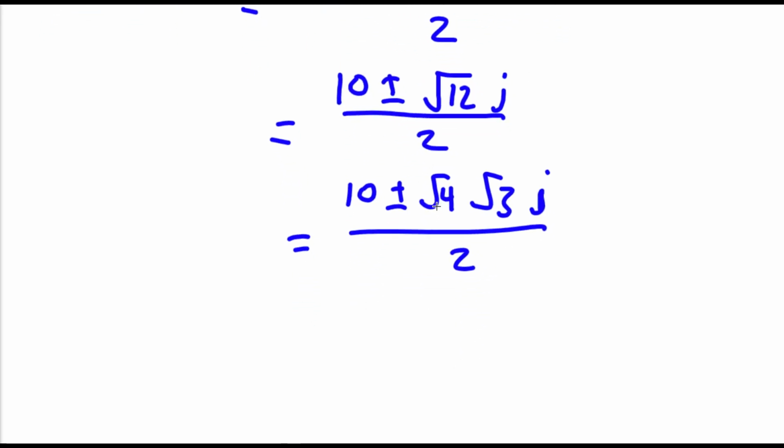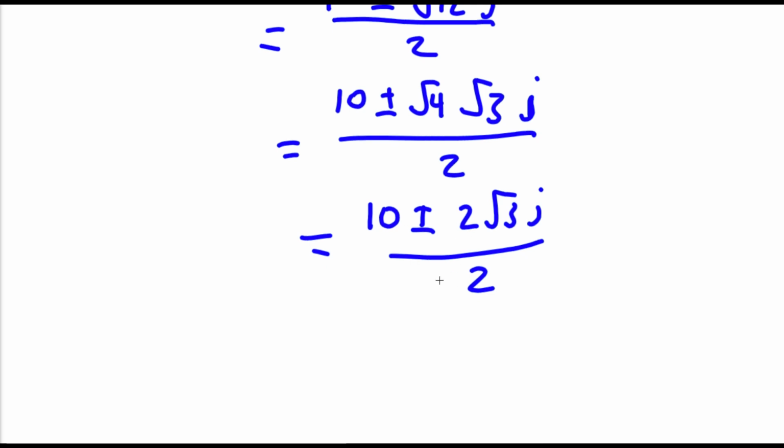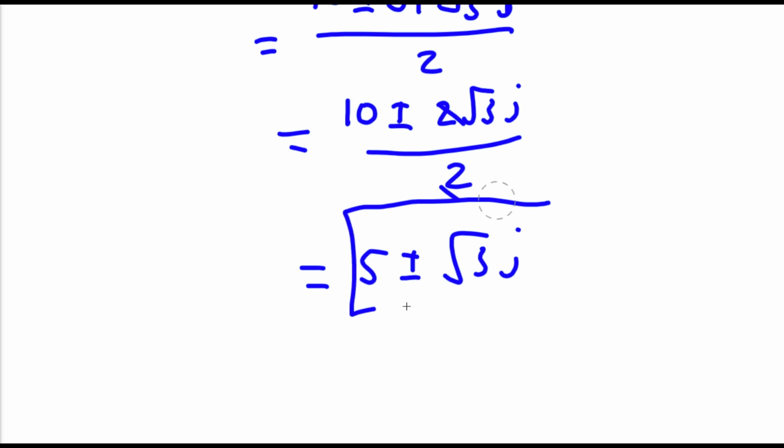Now, the square root of 4 here is obviously going to be 2. So now I have 10 plus or minus 2 root 3 i over 2. Now we can divide 2 with both of these. So now I get 10 divided by 2 is 5. So I have 5 plus or minus, and these two will cancel out, so simply just the square root of 3 i. So this would be our answer.